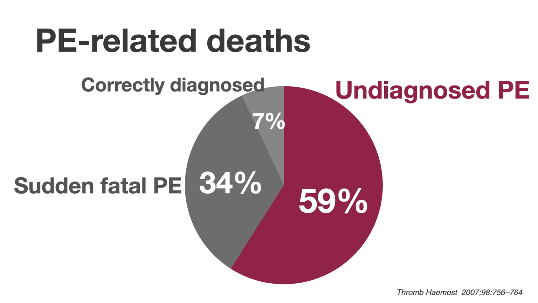Of all PE-related deaths, 59% were undiagnosed and untreated, and 34% were sudden fatal PE, who died suddenly or within a few hours of the acute event, before therapy could be initiated or take effect, and only 7% of patients who died early were correctly diagnosed with PE before death.